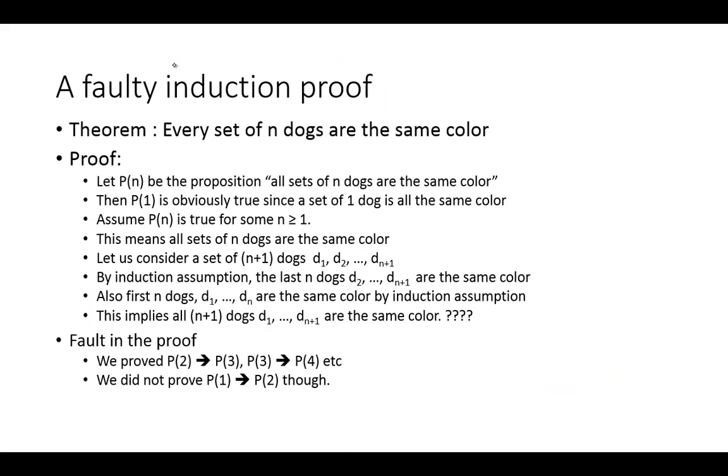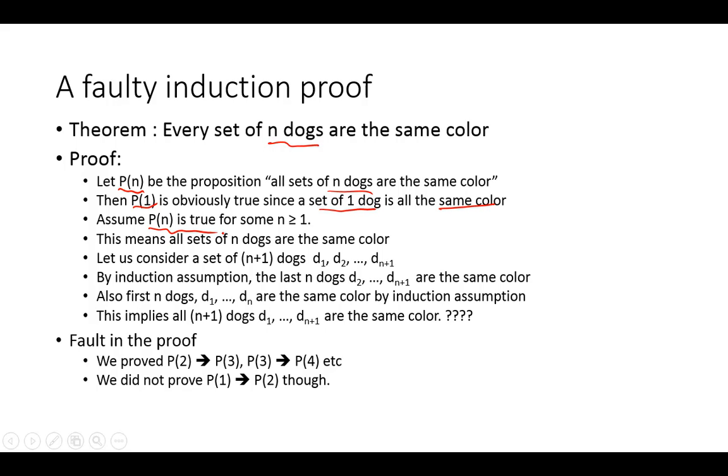Here's a faulty induction proof. The faulty induction proves that every set of n dogs are the same color. So let Pn be the proposition that all sets of n dogs are the same color. Then P1 is obviously true because you have a set of one dog and that dog has to be the same color.